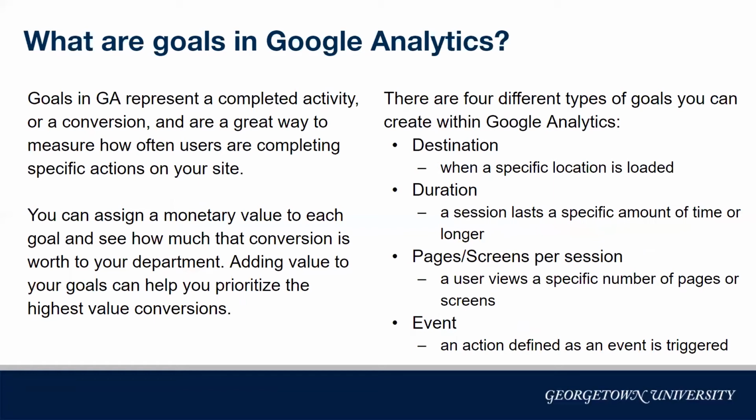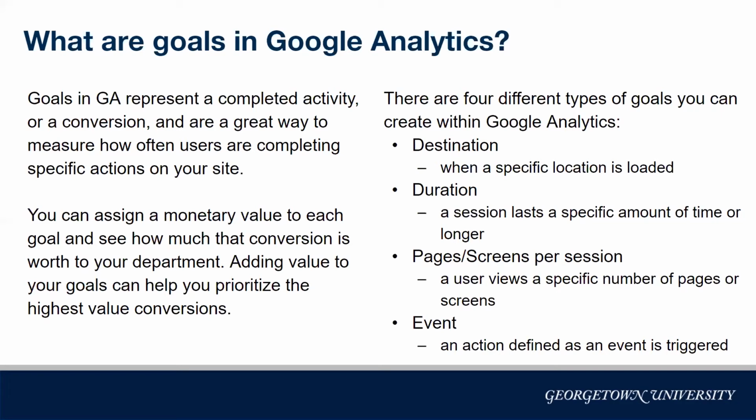And they're a really great way to measure how often users are completing specific actions on your site. And the great thing about goals in Google Analytics is that you can assign a monetary value to each goal, so you can see how much that conversion is worth to your department and prioritize the highest value conversions. And so there's 4 different goal types that you can create when you're in Google Analytics.